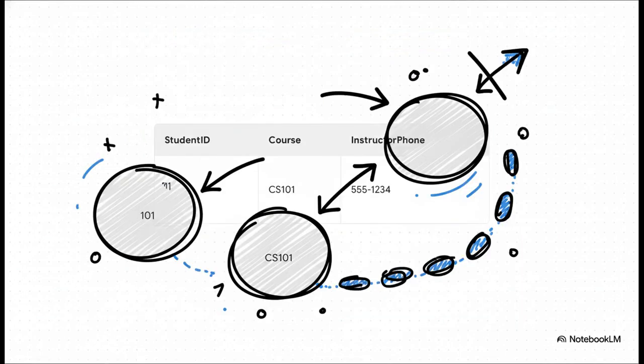Okay, last one for now. Third normal form, or 3NF. This one is all about getting rid of something called transitive dependencies. The best way to think about it is like that old game of telephone. Look at this table. The student ID tells you the course.